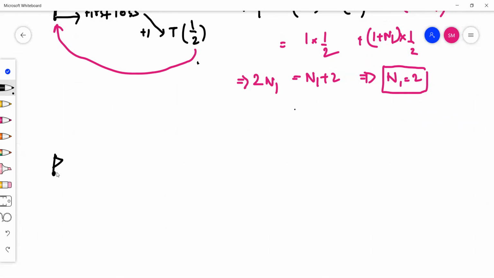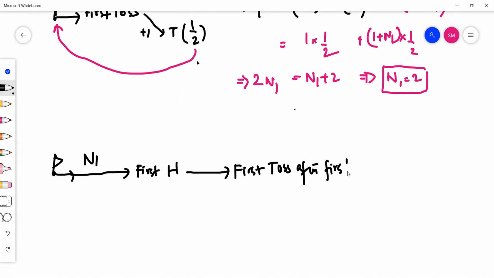So let's do the same. In the same idea, let's say the starting point. So the first toss, we know that happens. But instead of first toss, we know that for the first toss we need n1 steps expected. First head. Now let's understand. First head का next toss देखो. Next first toss after first head. If you see this, then it can be heads or it can be tails with same probability half.